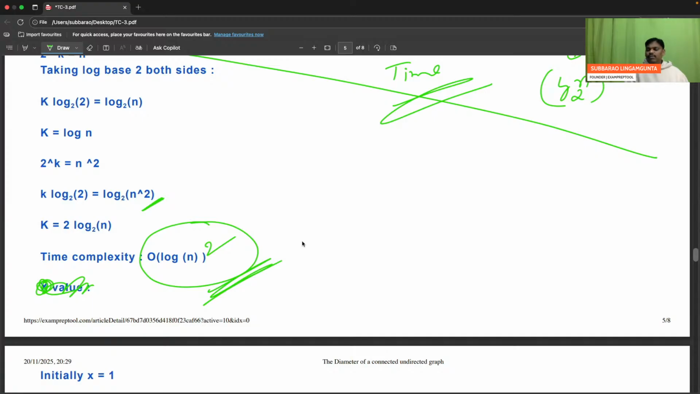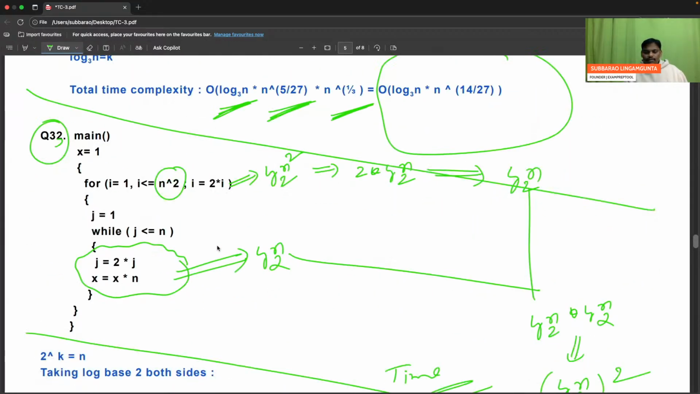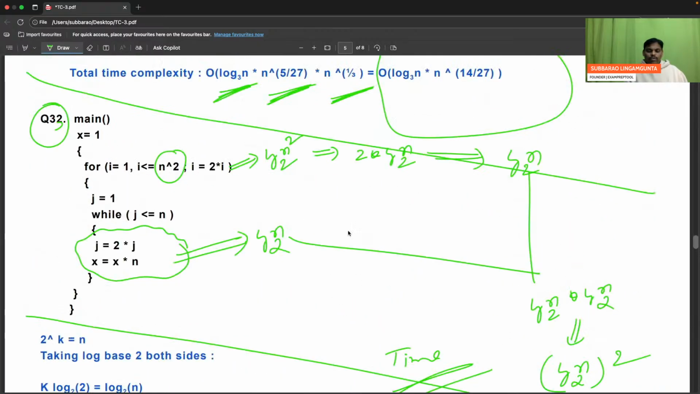Time complexity of this problem is (log n base 2) whole square, because the outer loop is log n and the inner loop is also log n. Question number 33, please verify yourself. Outer one, if you see, log n squared base 2 is nothing but 2 log n, which is nothing but log n. Inner one, always multiplied by 2, so log n base 2. Log n times log n is log n whole square.